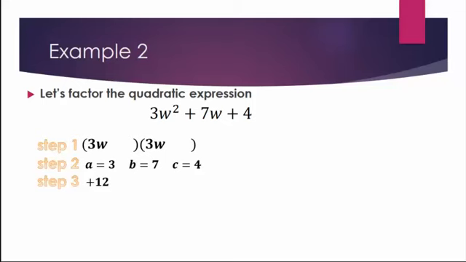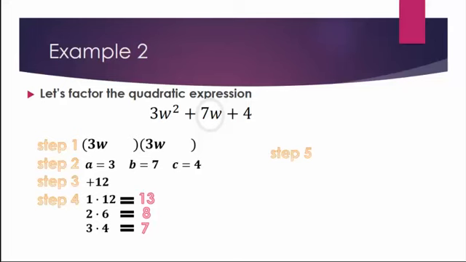Step 4, factor out 12. So I know it's 1 times 12, 2 times 6, and 3 times 4. That's it. You can continue. Step 5 will be find the factors that when added give you the middle one. So here I have 7. 1 plus 12 is 13, 2 plus 6 is 8, 3 plus 4 is 7. So the ones I'm going to choose are 3 and 4. Those are the factors that I'm going to use.